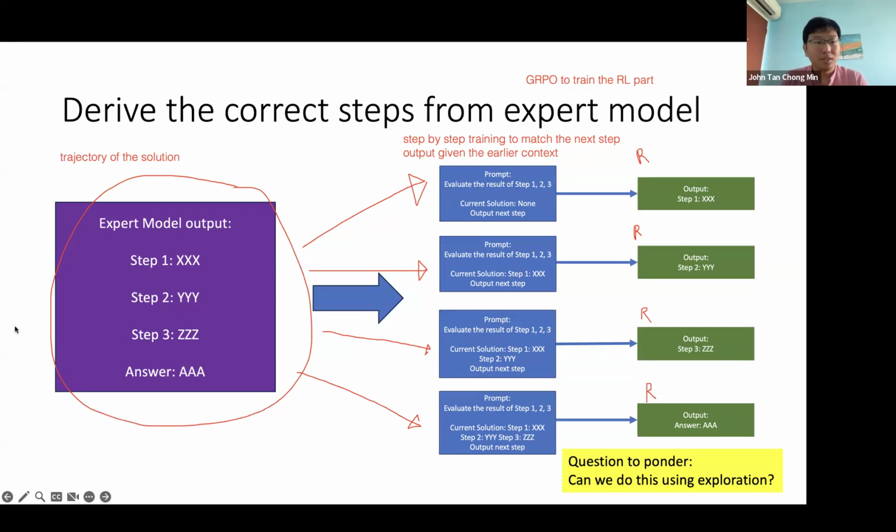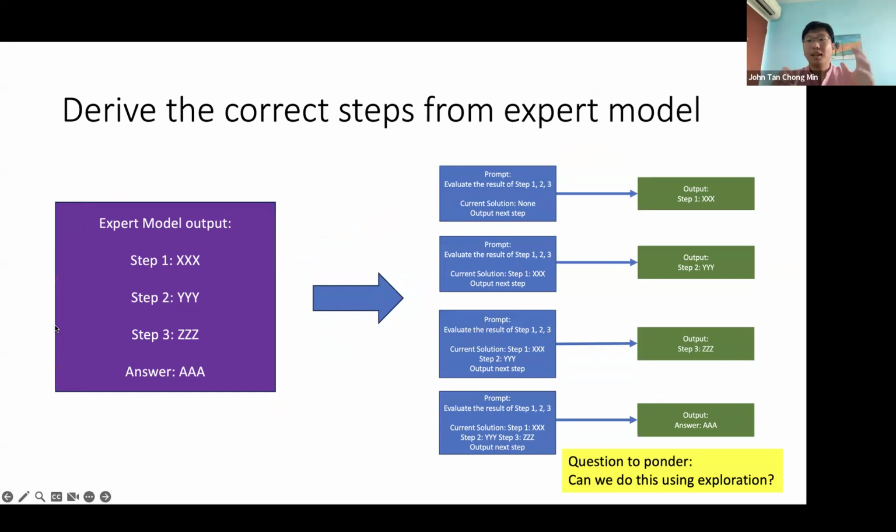So this is the gist of how this SRL works. You just break the problem down into steps, and you learn each step. And the question to ponder, which we'll discuss later: now we have an expert trajectory. Can we not have an expert trajectory and still learn all this? We'll discuss that later.